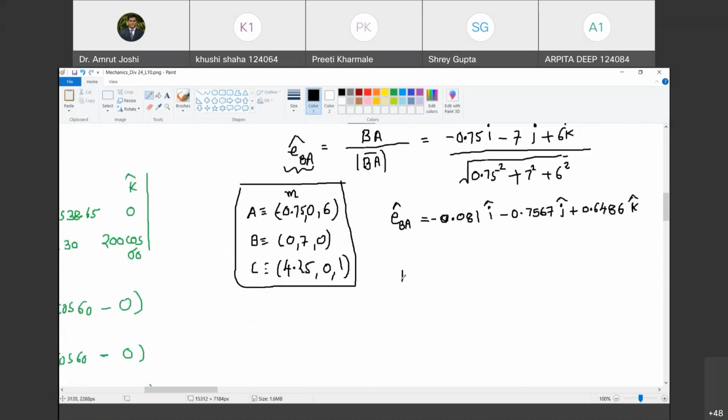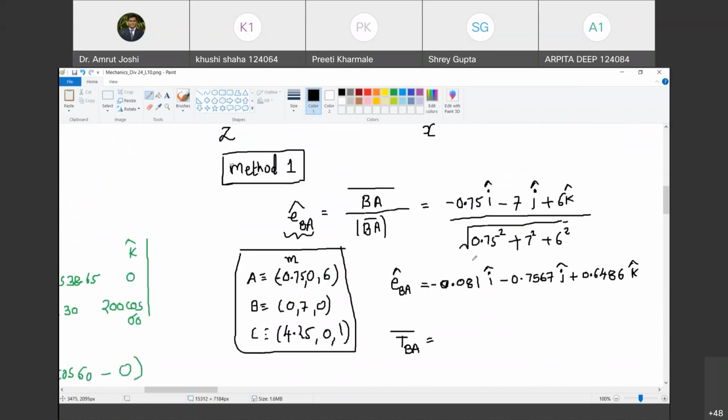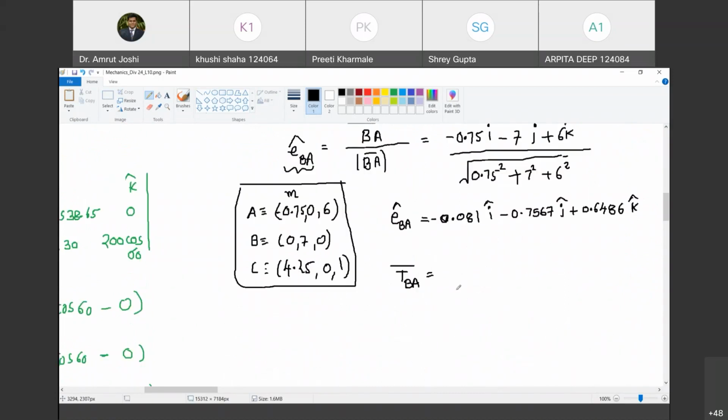So first of all, I will call it TBA bar. What does T stand for? It is tension directed from B to A. It is given as the magnitude of this vector multiplied by the unit vector in the direction of that tension. Do you agree with me? Yes, sir. So the magnitude is 555.